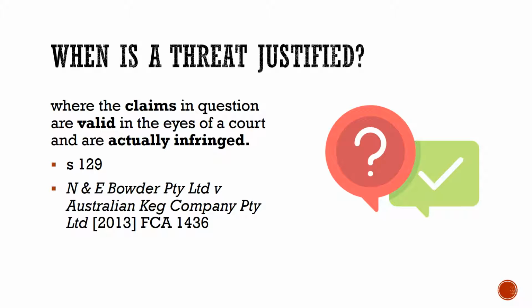So then when is a threat justified? Well, per Section 129 and the case of N&E Bowder, threats of infringement proceedings are considered justified where the claims in question are valid in the eyes of the court and are actually infringed.